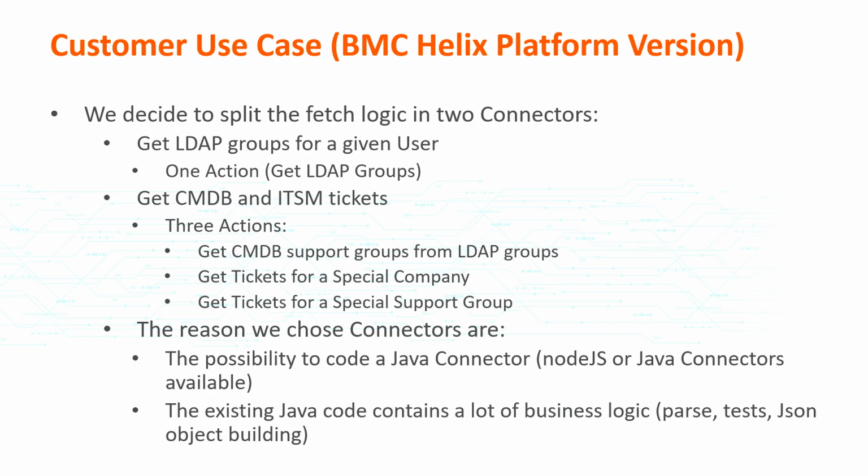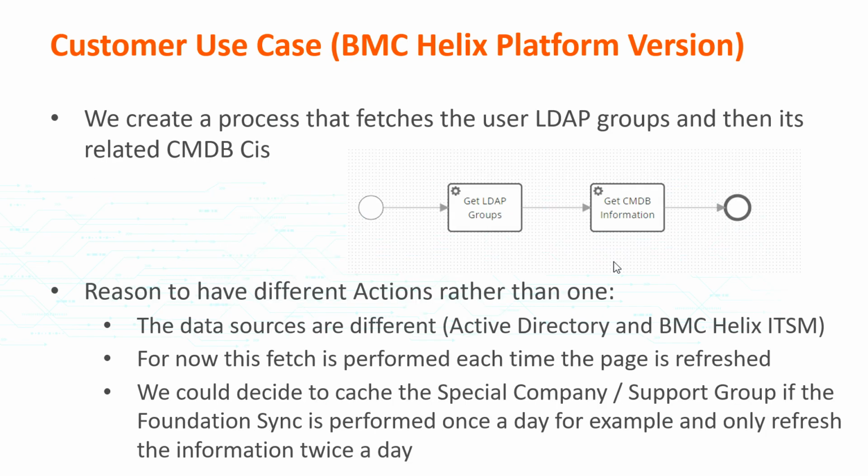The other reason is why we did not use processes and REST APIs. There is a lot of business logic inside the partner code to build, for example, the list of objects, the list of CIs. We didn't really want to do that in a process. It would have been a very, very big and complex process, and we had already the source code from the partner. So we created a very simple process that is in charge of getting the user LDAP groups and the related CI.